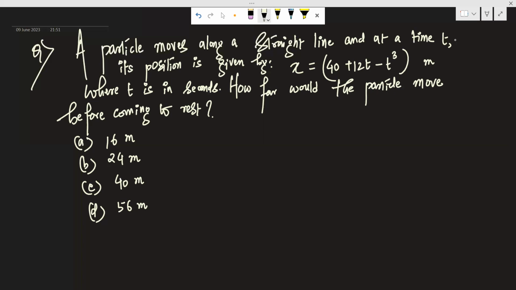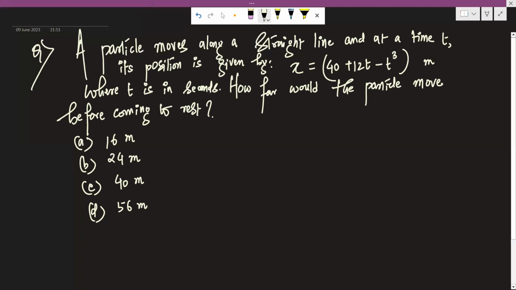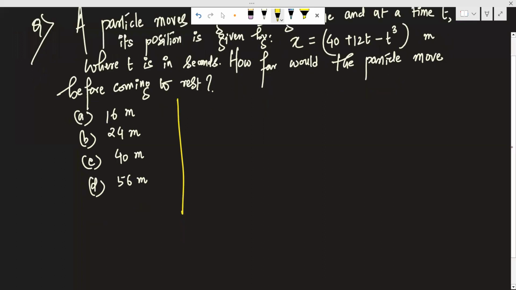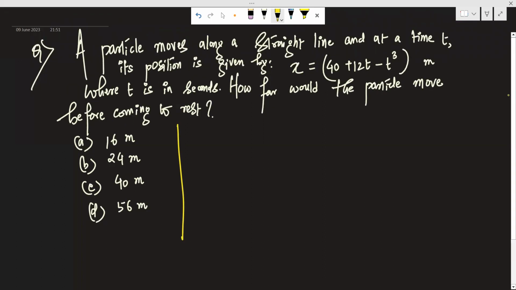How to find it out? So very simple. See, we have to find how far will it move before coming to rest. So what do we have to find first, that when does it come to rest? Now for finding out when does it come to rest, we have to find its velocity. Right? So velocity is how much? We know that velocity means dx/dt.